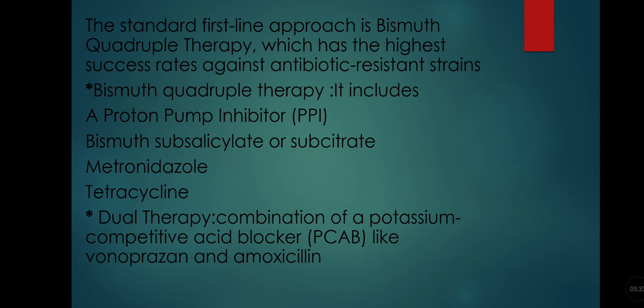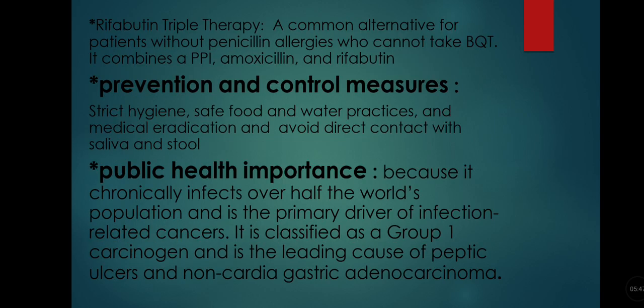The second program is dual therapy. It's a combination of a potassium-competitive acid blocker like vonoprazan and amoxicillin. The third one is rifabutin triple therapy. It's a common alternative for patients without penicillin allergy who cannot take bismuth quadruple therapy. It's a combination of a proton pump inhibitor, amoxicillin, and rifabutin.